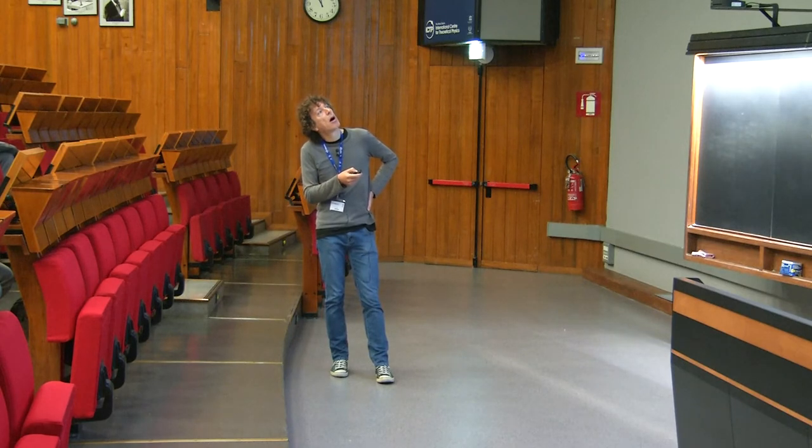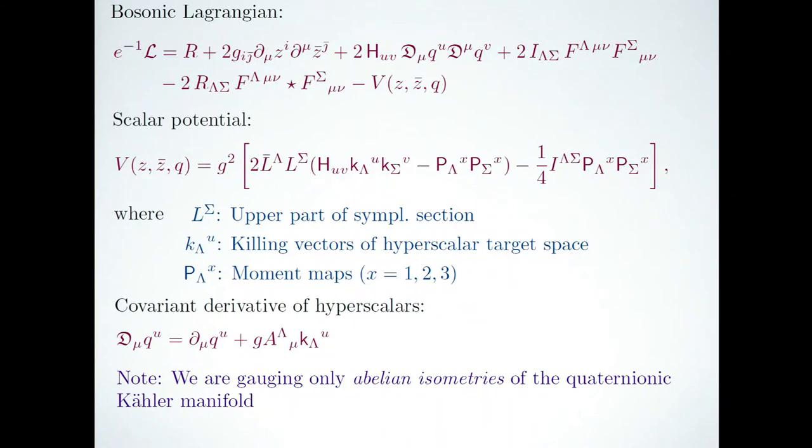And you have here covariant derivatives of the hyperscalars that are given by this expression, which involves this linear combination of the Killing vectors and the gauge fields that you have. What we are gauging are only abelian isometries of the quaternionic Kähler manifold. So we do not gauge any isometries of the special Kähler manifold parameterized by the z's. That's why you have here ordinary derivatives.